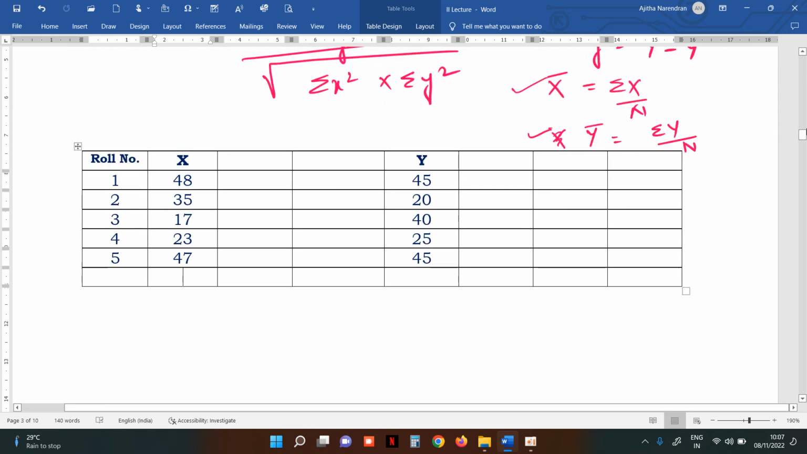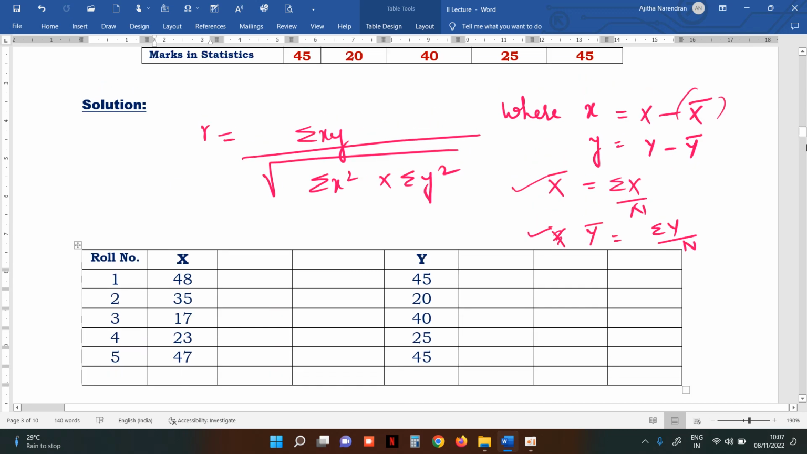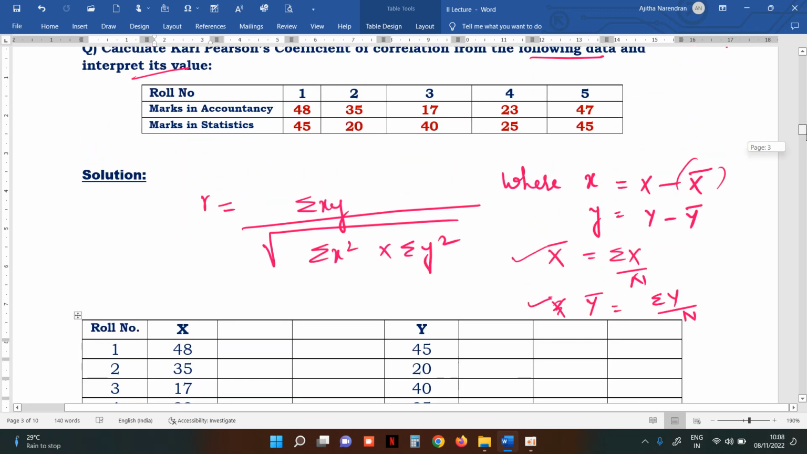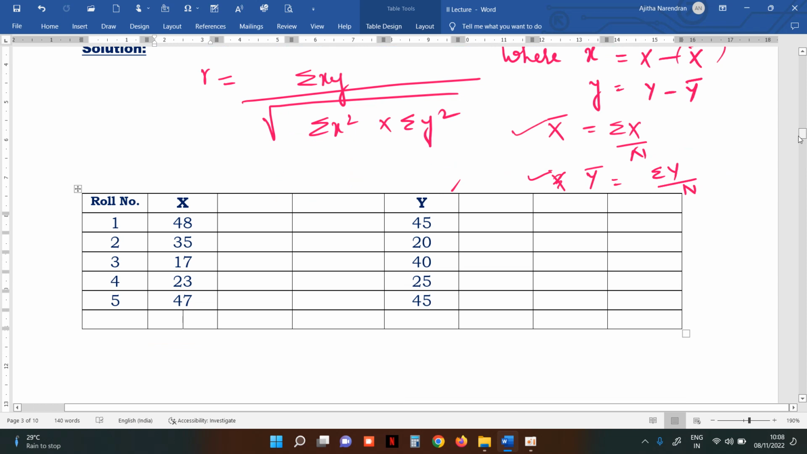So first of all, this is the question I have already written. Marks in accountancy, you have to write, let the marks in accountancy be x and let the marks in statistics be y. The value which is given first, I am writing first, and the values which are given next, I am writing next. This is how we have to do it. So the formula is with you and you have to find out the values. I have just prepared the columns.